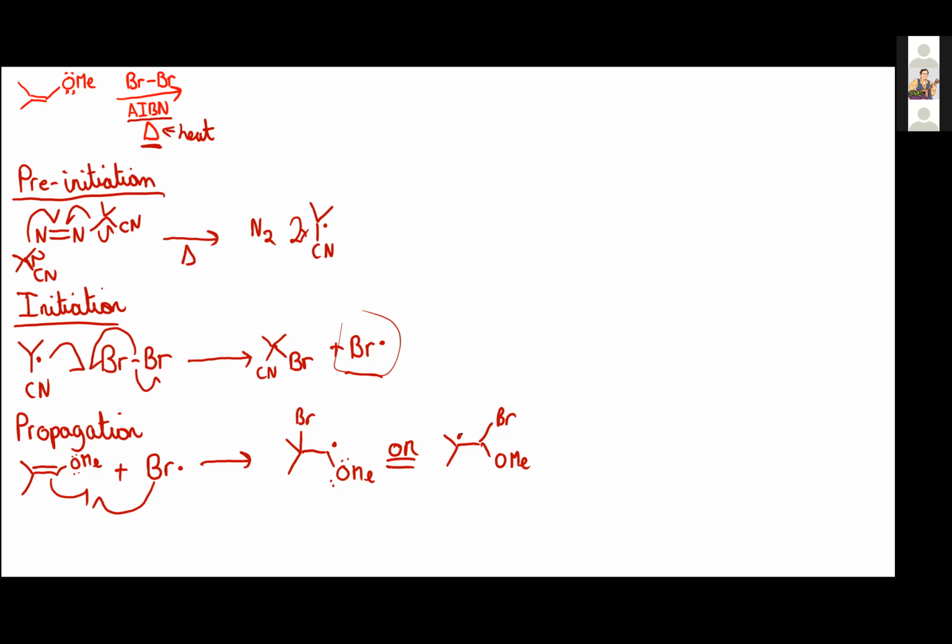This is where you do need to be careful. I'm saying radicals follow all the same rules as carbocations, except when they don't. So if this was a carbocation, we would definitely put the bromine here. We would definitely select this one because we'd have a positive charge here. It would be resonance stabilized by the methoxy group. That would be awesome. But this isn't a carbocation, it's a radical.